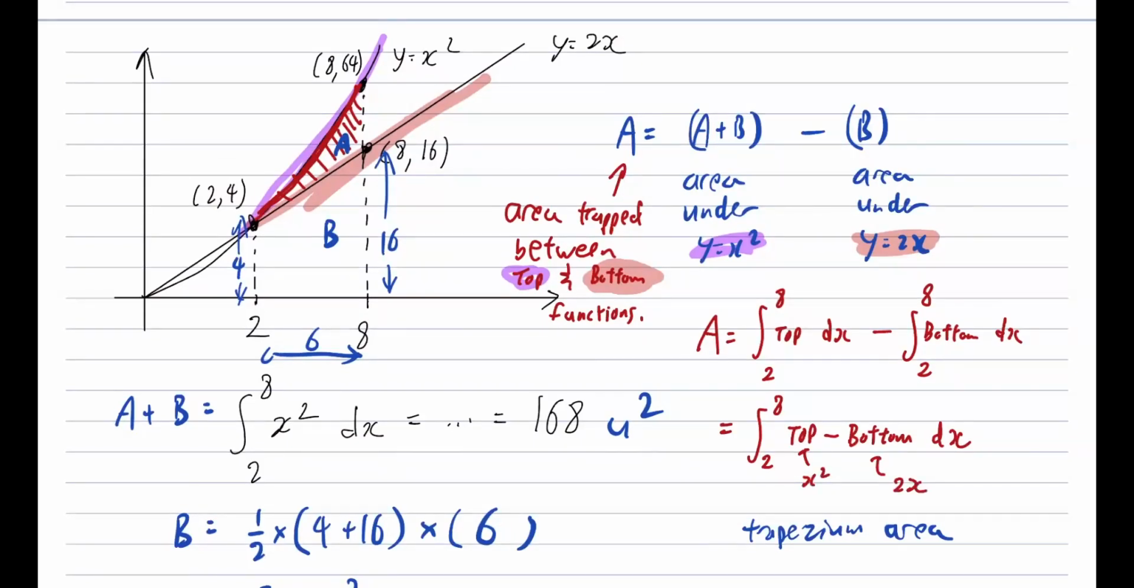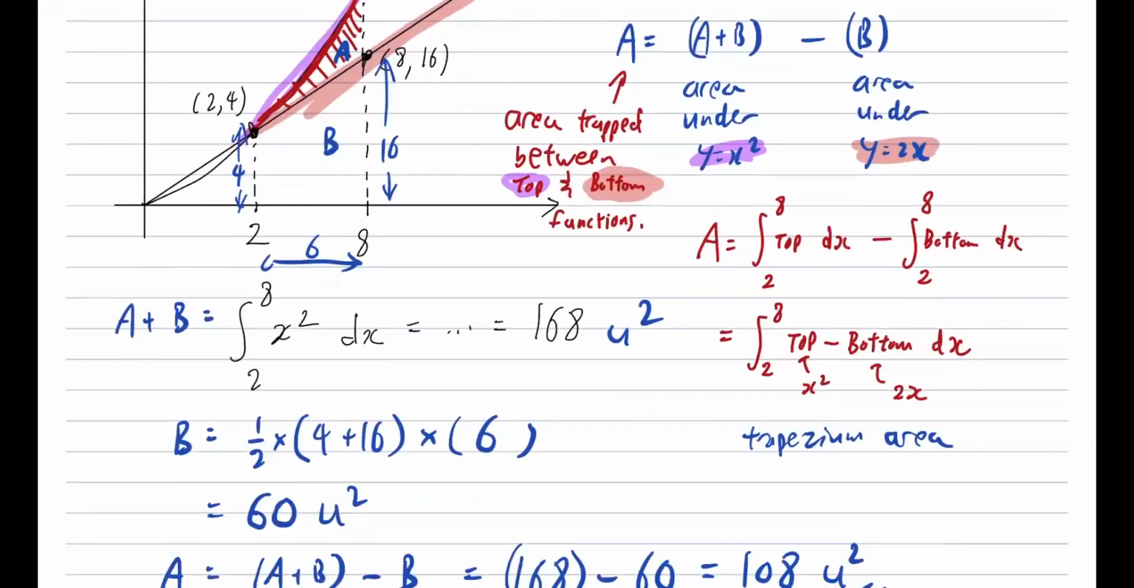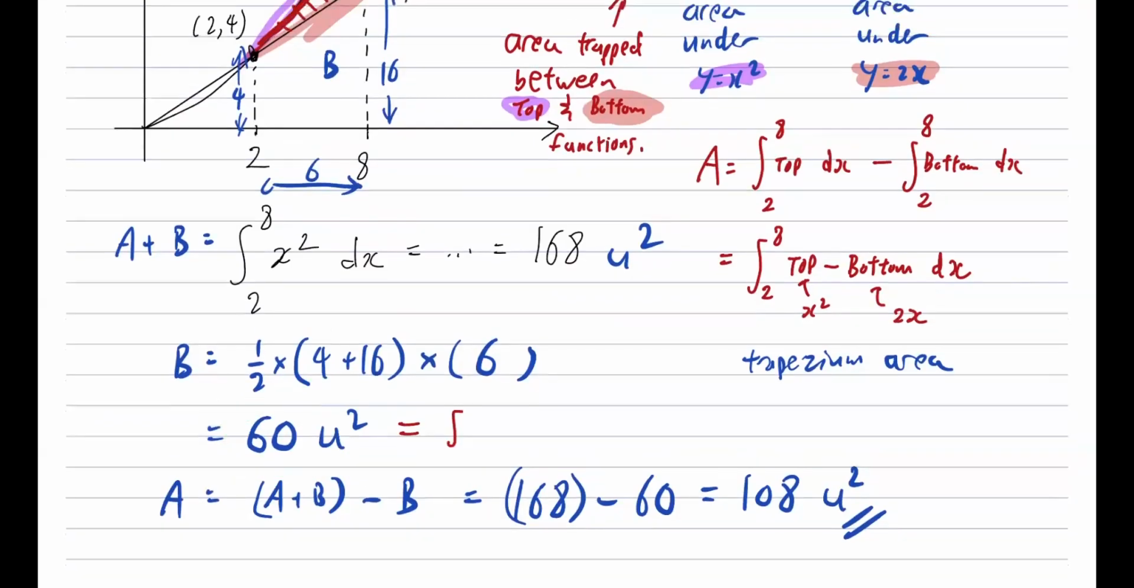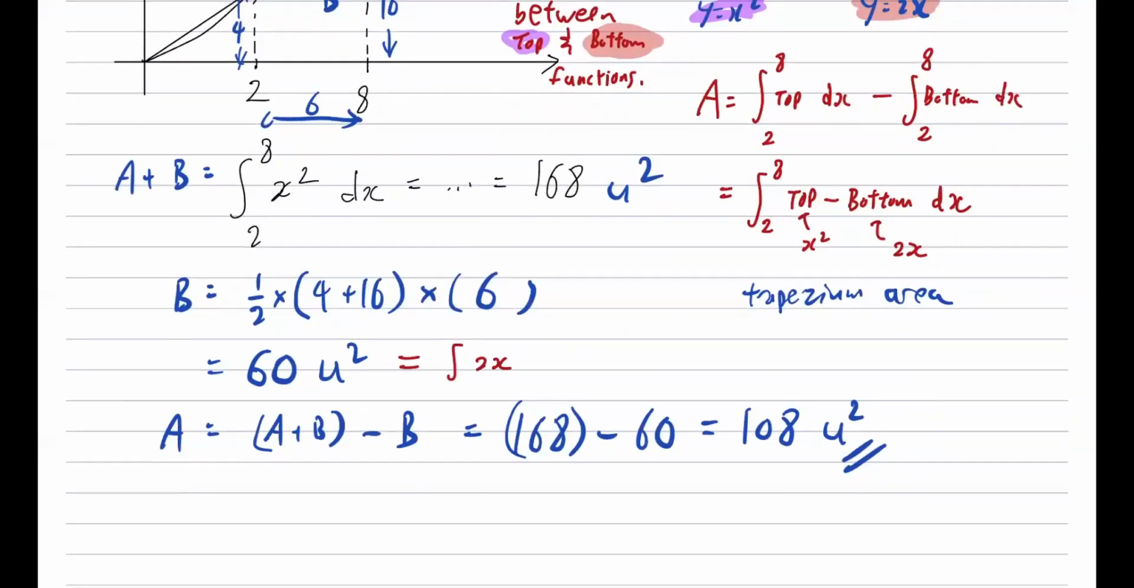If you integrate 2x from 2 to 8, you will get the same answer of 60. This is exactly the same as the integral of 2x from 2 to 8 dx. Can verify quickly. So you integrate, you get x squared over 2, bracket, 2 to 8. 2 cancels away before you sub in. So 8 squared minus 2 squared. 64 minus 4, which is 60.